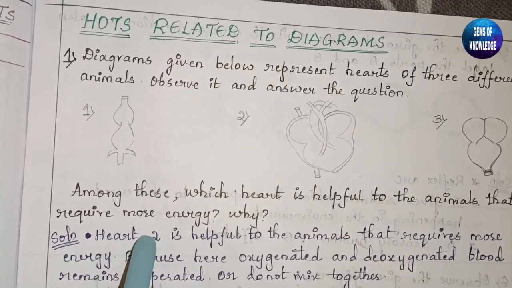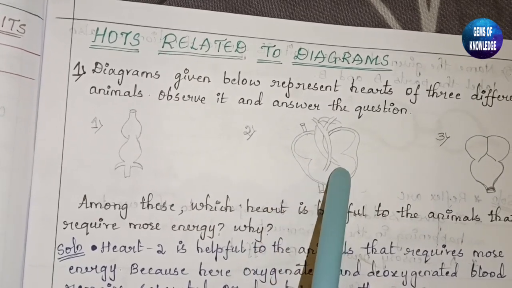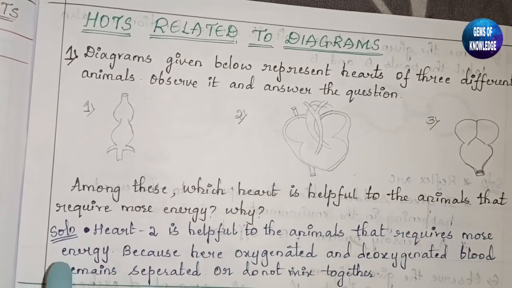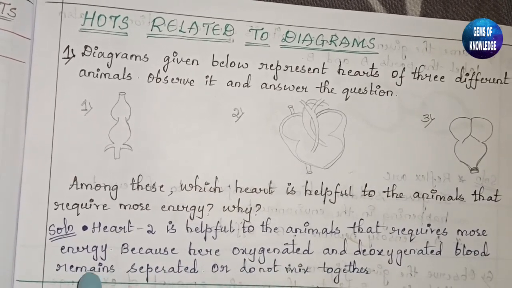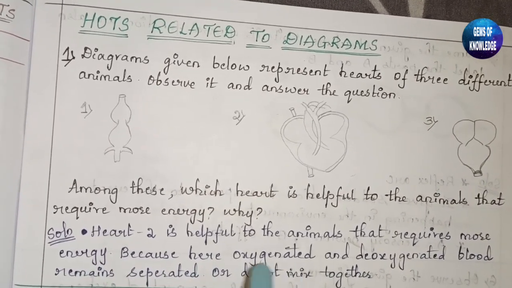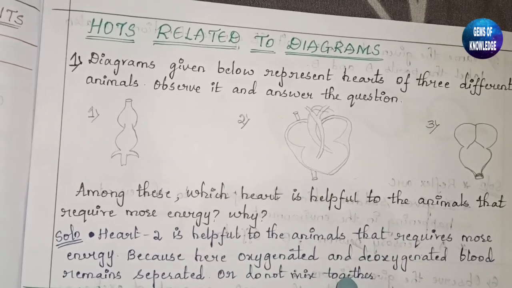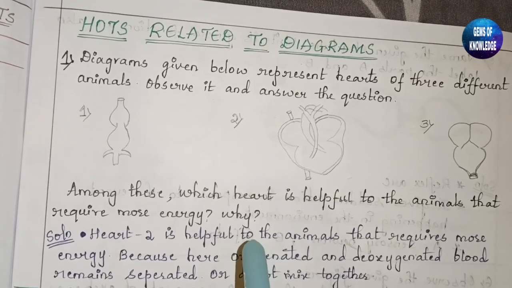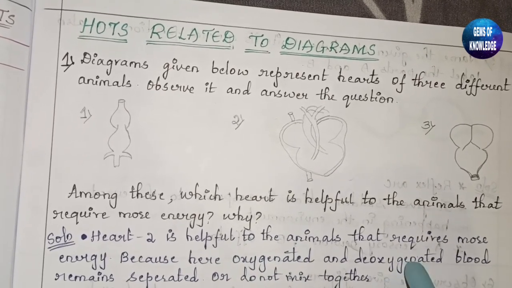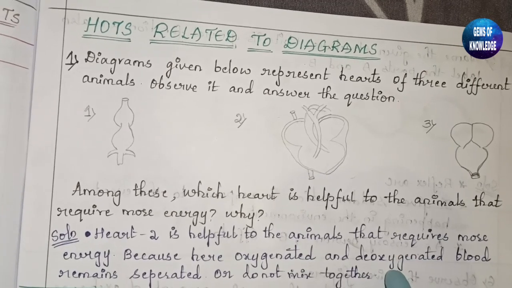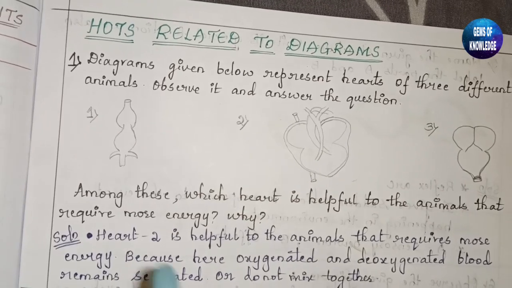The heart in diagram 2, which represents the four chambered heart, is helpful to animals that require more energy because here oxygenated and deoxygenated blood remain separated, that is, they do not mix together. Oxygenated means oxygen rich blood which carries oxygen to different parts of the body, and deoxygenated blood is lacking oxygen and is coming from all the different parts of the body to get purified.